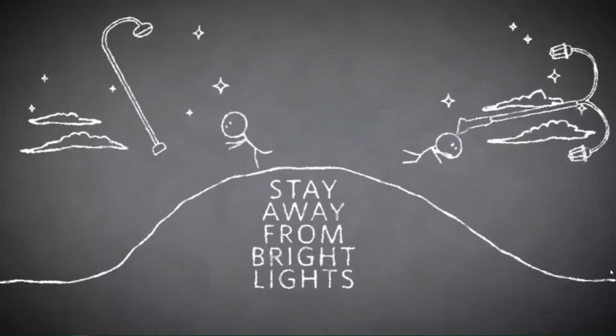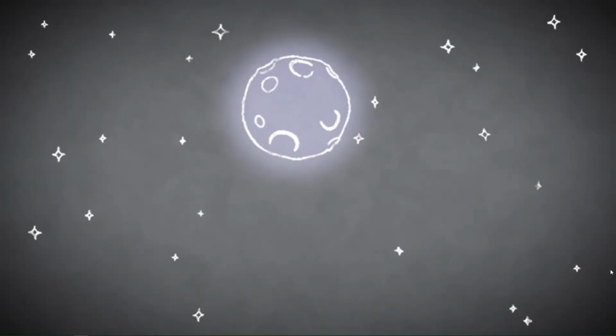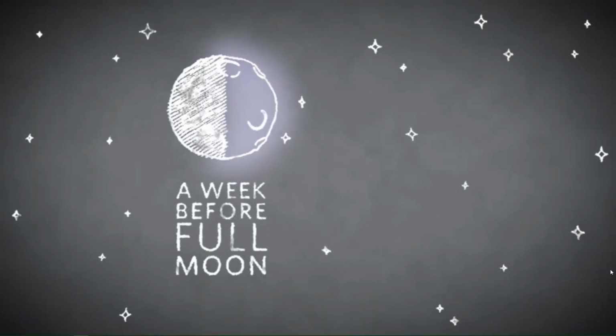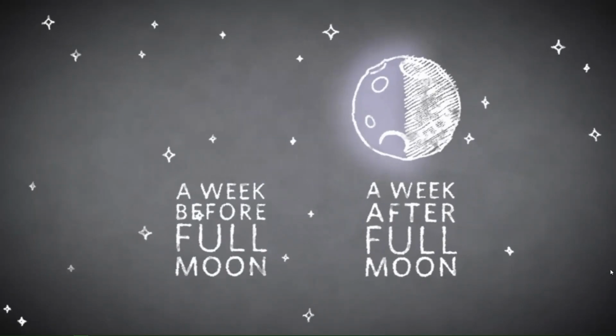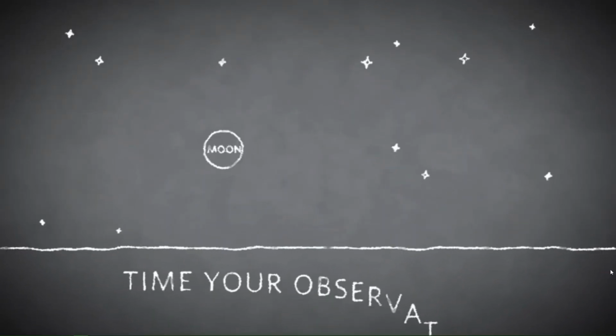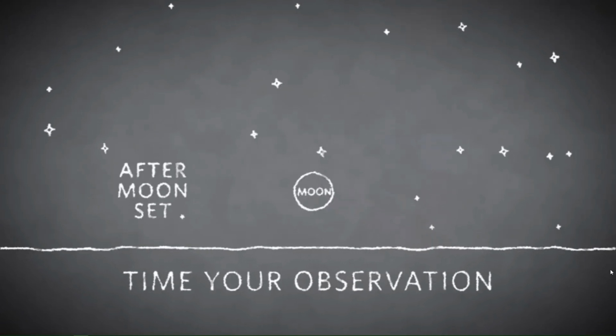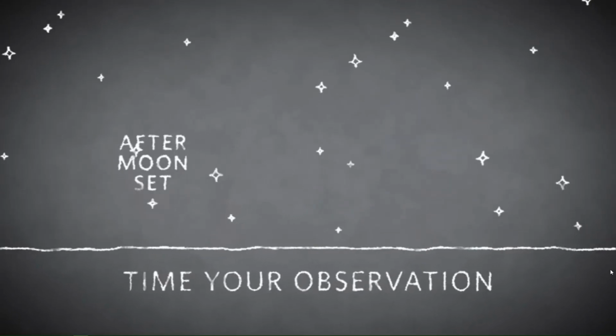Now note that even the best showers can be washed from view by moonlight, especially during the period about a week before to a week after full moon. While there isn't much we can do about the moon's phase, we can time our observations for either before moonrise or after moonset when the moon isn't in the sky.